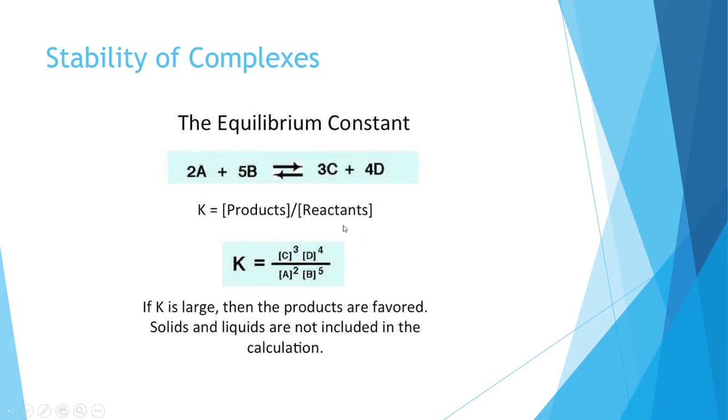So we can write the equilibrium constant K equal to the concentration of C raised to 3, since there are 3 moles of C, and the concentration of D raised to 4, divided by the concentration of A raised to 2 and the concentration of B raised to 5. This K is called the equilibrium constant. If K is large, then products are favored. That means a forward reaction will take place if K is large. That is the equilibrium constant.